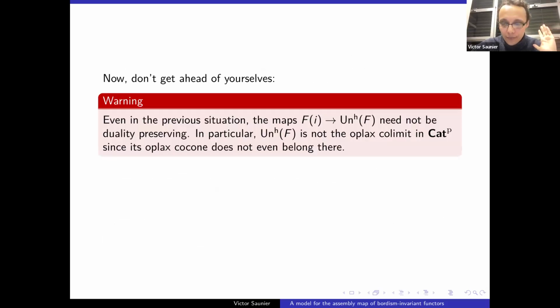Okay, now I described to you a miracle. It's still not that miraculous. Nothing is perfect. Even in this situation where I start with I being the opposite of the poset of faces of a simplicial complex, it doesn't have to be that all of the canonical maps of the oplax cocone are duality preserving. Differently said, this UNH of f is not the oplax colimit in cat P, because the oplax cocone that defines it is not inside cat P. It's only a miracle that the target happens to be a Poincare category.